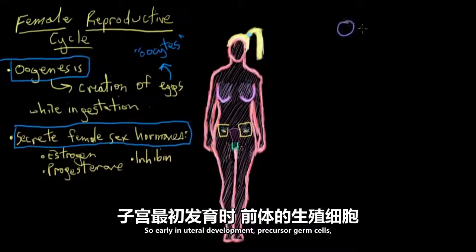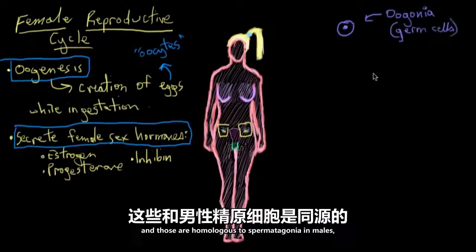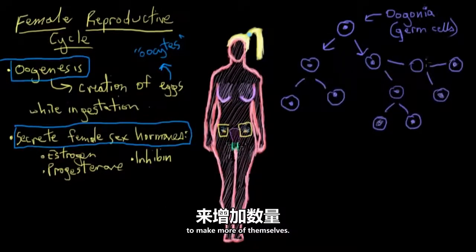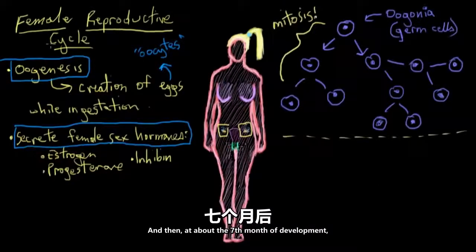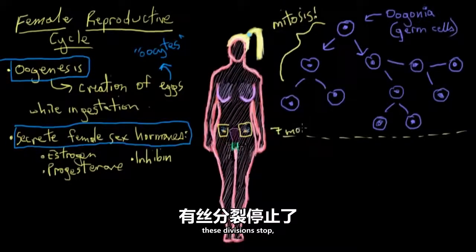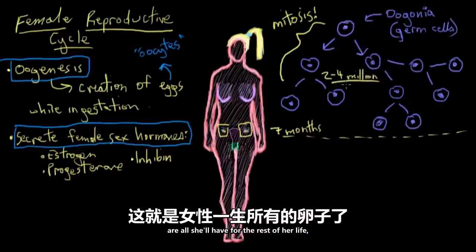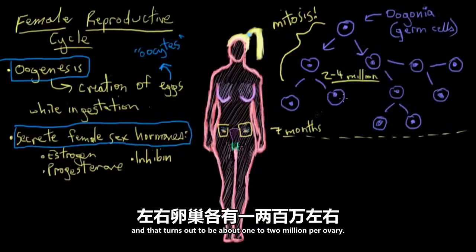So early in uterine development, precursor germ cells, which are called oogonia, and those are homologous to spermatogonia in males, these oogonia undergo a ton of mitotic divisions to make more of themselves. And then at about the 7th month of development, these divisions stop, and all the ones that have been produced, which is actually about 2 to 4 million, are all she'll have for the rest of her life. And that turns out to be about 1 to 2 million per ovary.